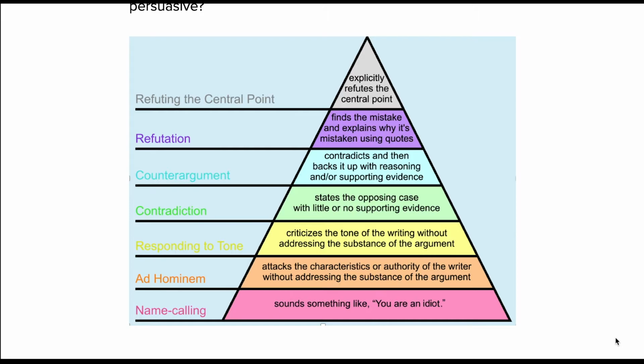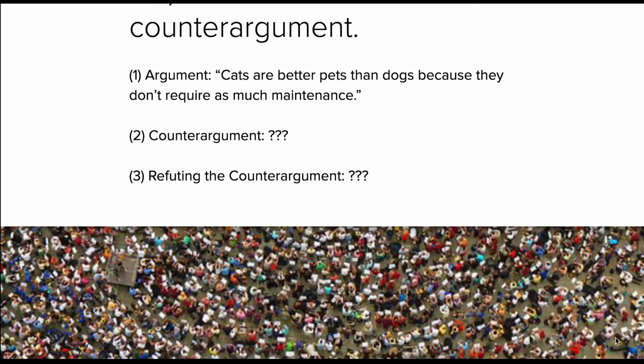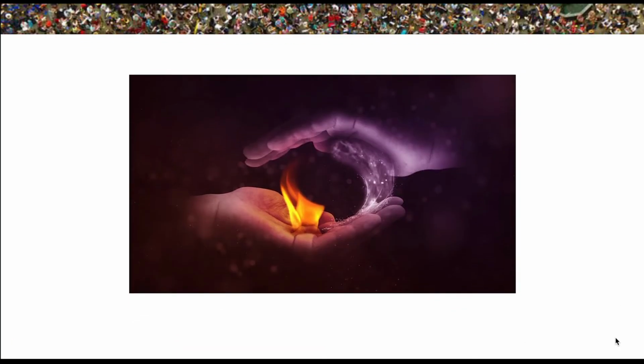This is a hierarchy of counterarguments. We are going to, of course, stick right at the very top, to refutation and to refuting the central point. But you'll see that bad counterarguments have what are called ad hominem attacks. Something like "you are an idiot" attacks the characteristics of a person without actually attacking the argument, without actually disproving the argument. You'll see you want to be right in the refutation, refuting the central point area, where you explicitly refute a central point and where you find mistakes and explain why they are incorrect, perhaps using quotations. Quotations just means evidence from a text.